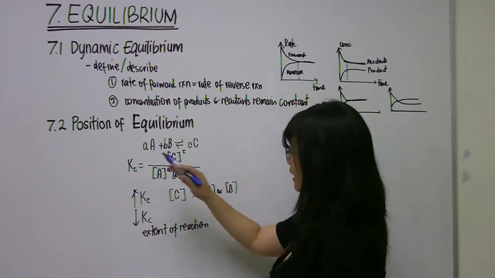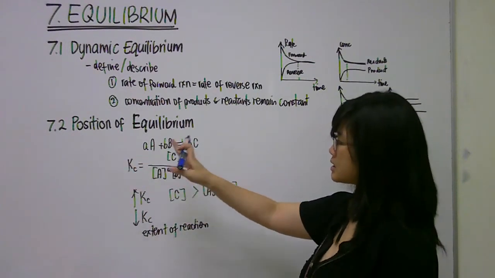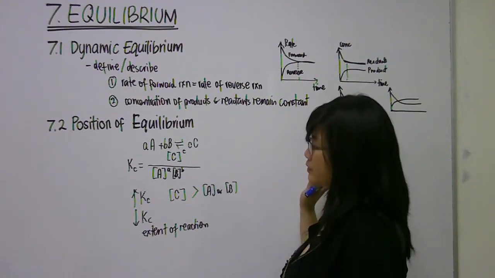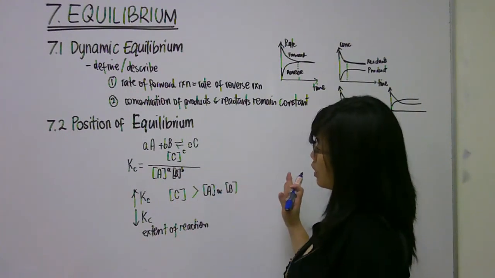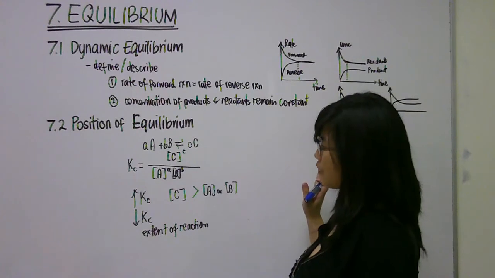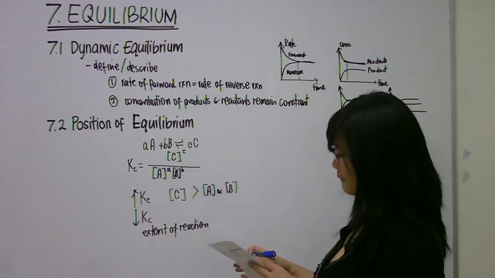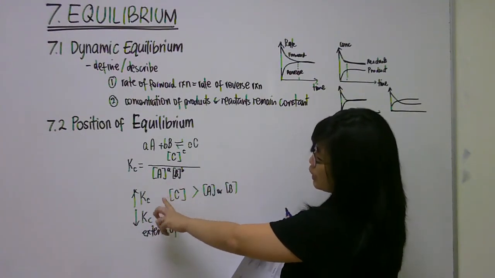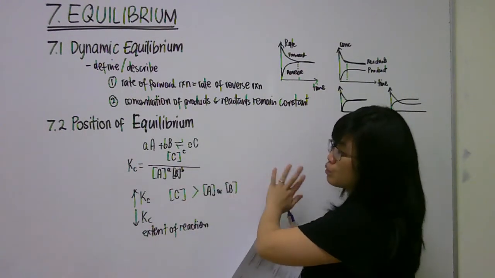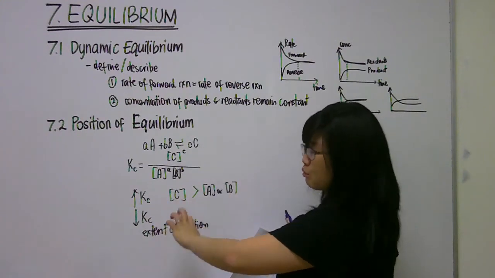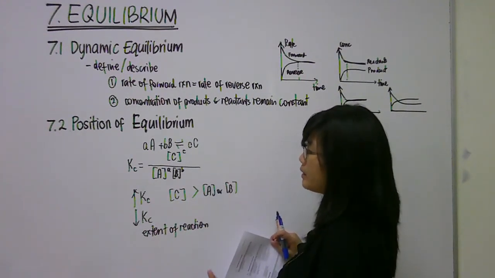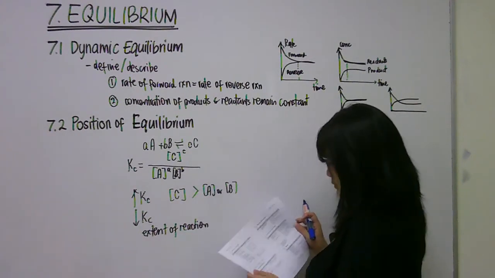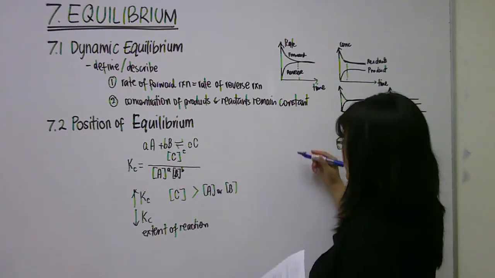Okay, so the higher the Kc, you will know that the reaction is favored towards the right, or towards the product, and if the Kc is small, you know that the reaction is favored more towards the reactant. Okay, or we can say that when Kc is really high, or a lot greater than 1, you can say that the forward reaction almost goes to completion. But if Kc is really small, or a lot smaller than 1, you can say the forward reaction almost doesn't go.